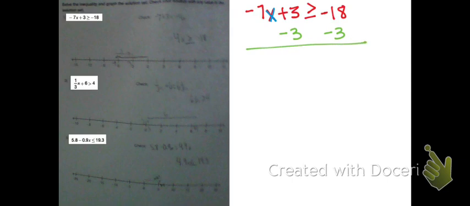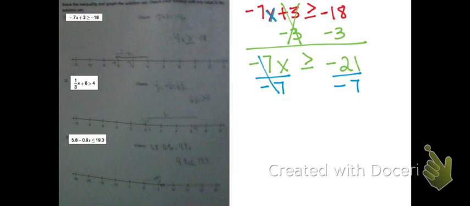You do that on both sides, and you end up with negative 7x and negative 21. Now, do you flip the sign for subtracting? No, it stays the same. Now I'm going to undo this multiplying by negative 7 by dividing by negative 7. That cancels out, and I have an x and a 3.